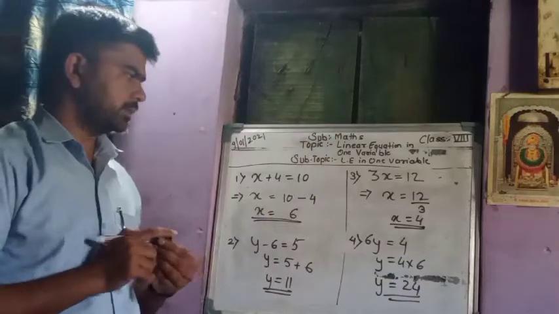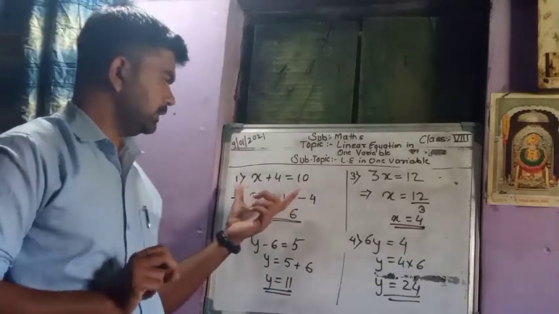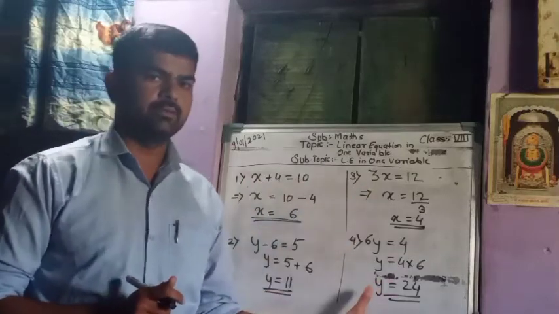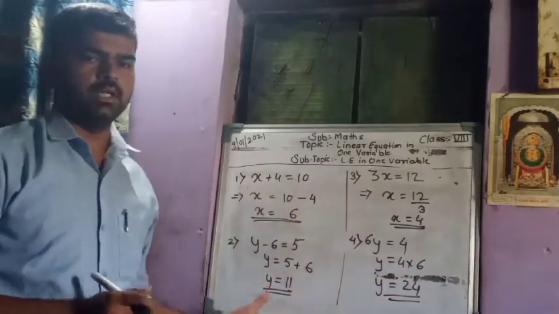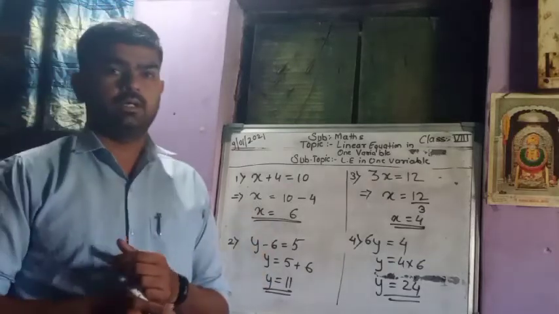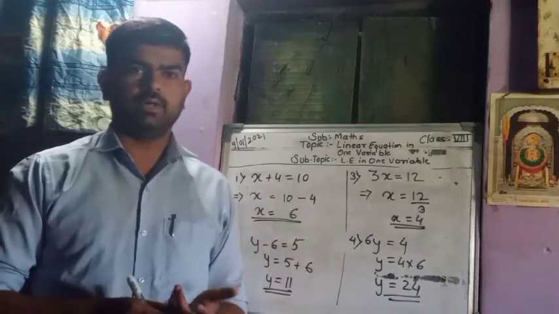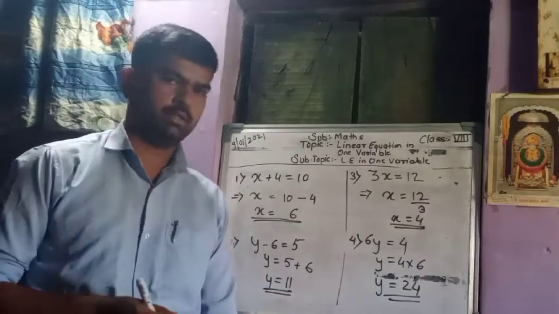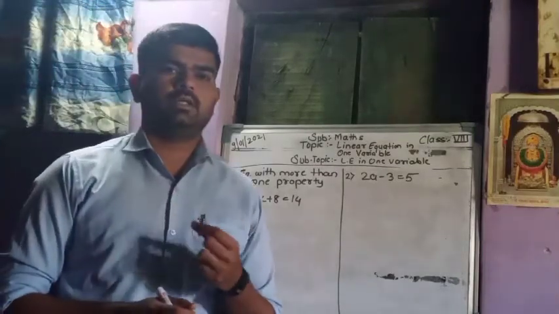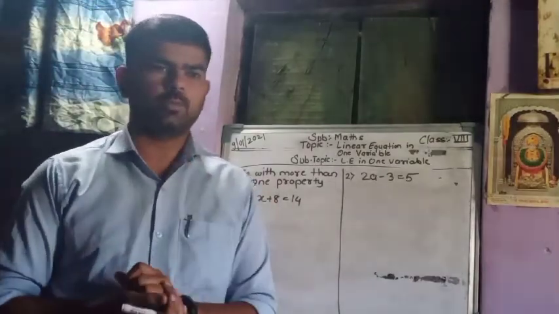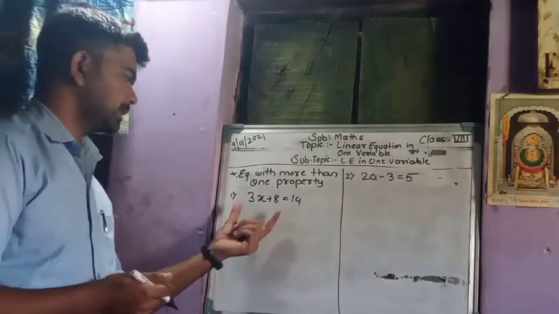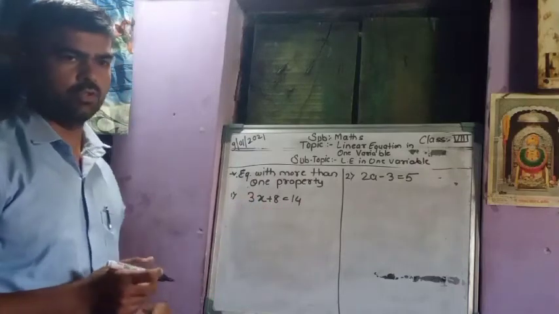So friends, as we have seen, the equations of addition, subtraction, multiplication and division with only one variable. Now next we are going to see equations with two constant values. What we have seen so far are problems with only one property. Now we are going to solve equations with more than one property. So here is an example, 3x plus 8 equal to 14.